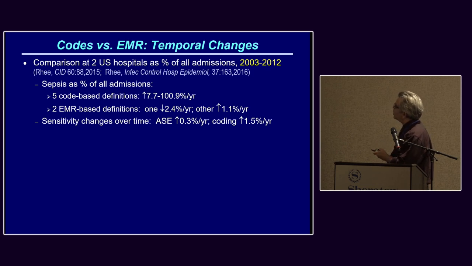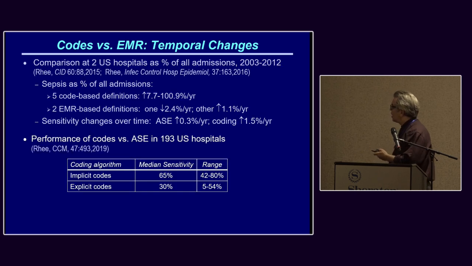He found that the code-based algorithms, the ones that use written diagnosis codes, the rates of sepsis were going up, depending on which algorithm you used, 8 to 100% per year over 10 years. And yet when you looked over the same period of time at the same patients using EMR-based, electronic medical record-based algorithms, it was either much smaller or no change at all. Okay?